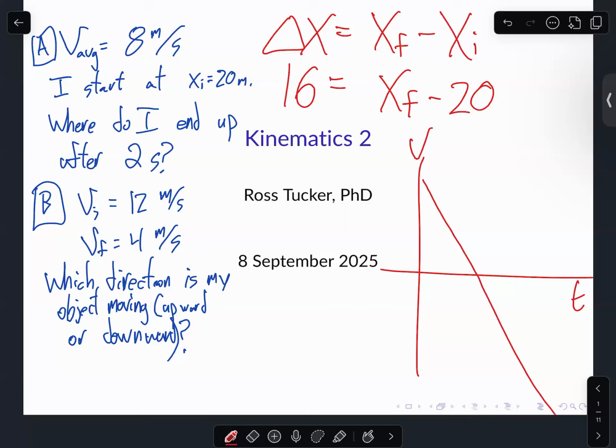If this were a position graph, what would this represent? 0. Where are you? 0, at the origin. But distinguish between where you are and where you're going.